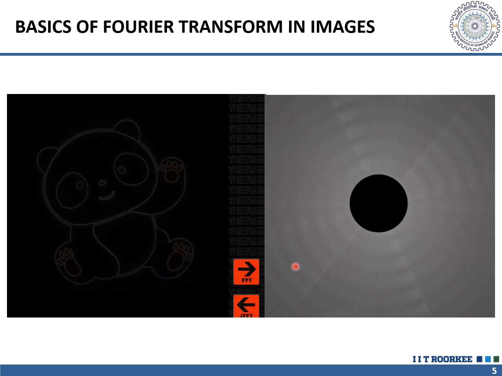Why has it happened? Now we can see that only the edges of the panda are seen. The regular surfaces, the white surfaces and the background blue surfaces have disappeared. Why? Because the regular surfaces of the image are concentrated in low frequency zones, and the edges and details are concentrated in high frequency zones. Okay, so you can guess what would have happened if I had masked the outer zone instead of this low frequency zone.